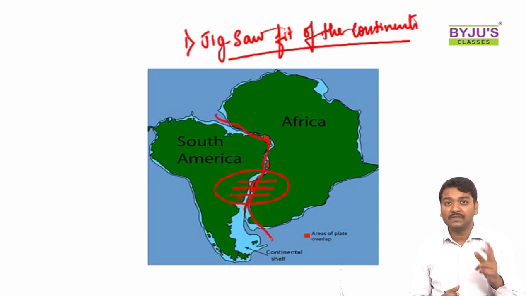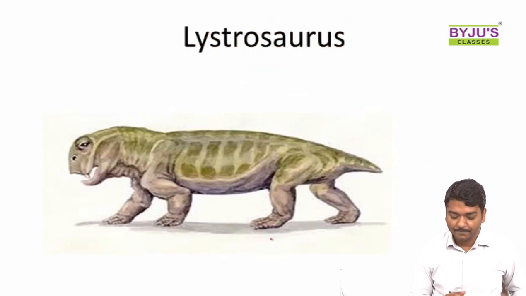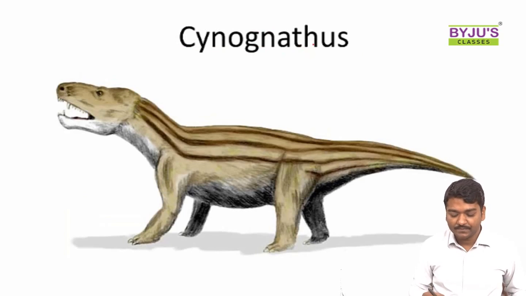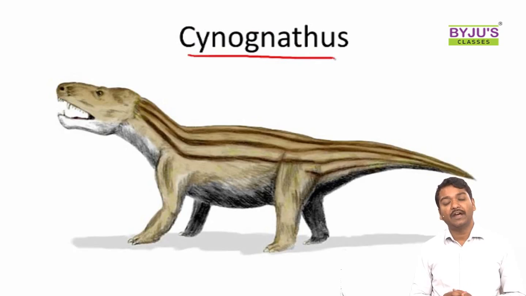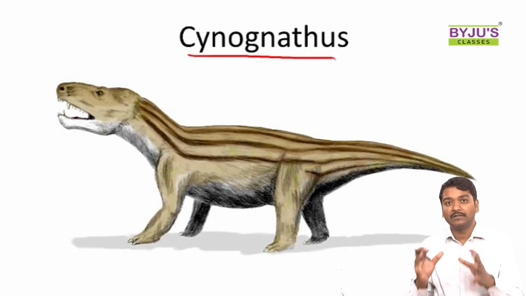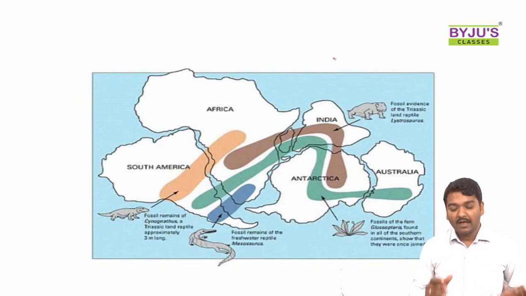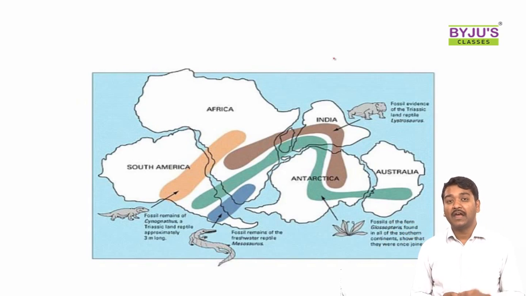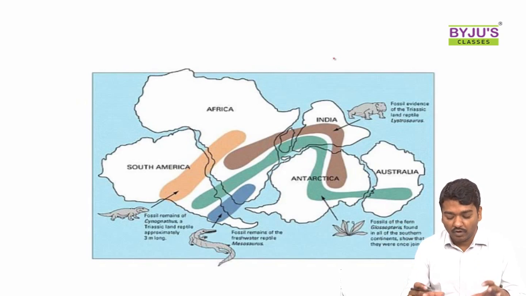This one species is not enough. So he found several other species like Lystrosaurus, Glossopteris, and Cynognathus. When he observed all these, he saw that they were present in separate continents, and that could have been possible only when the earth was together. That is when Pangea was there.